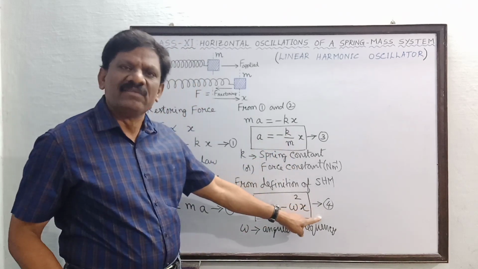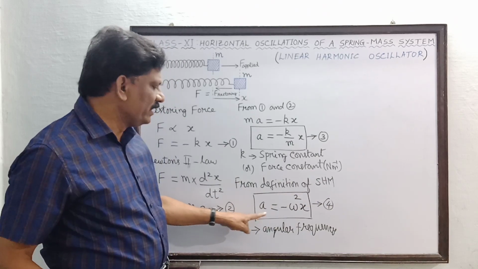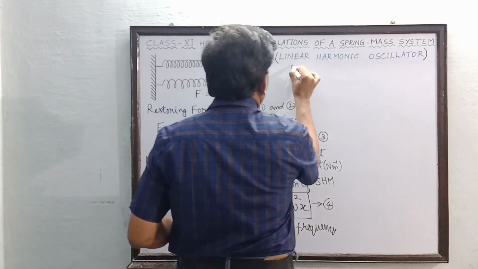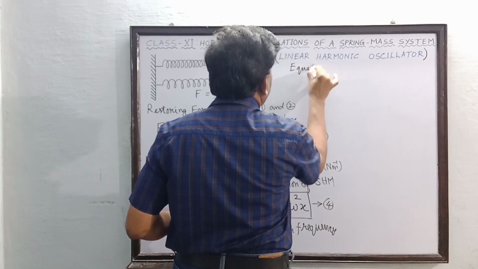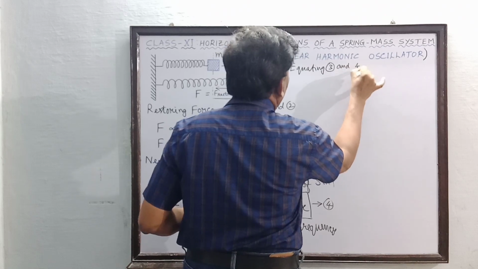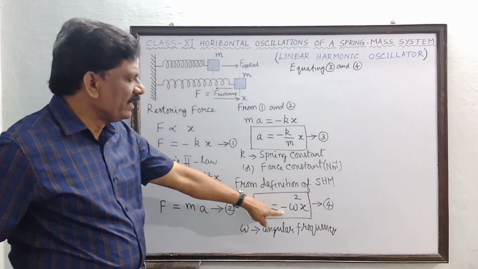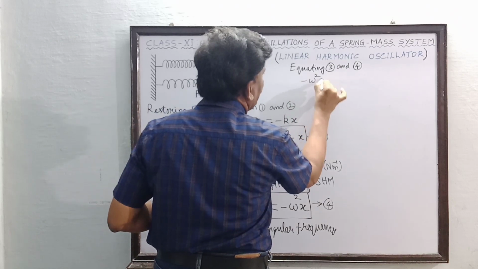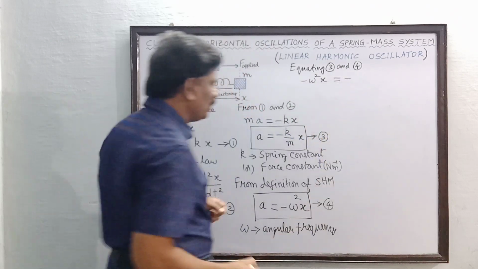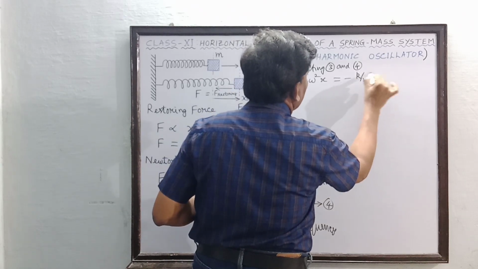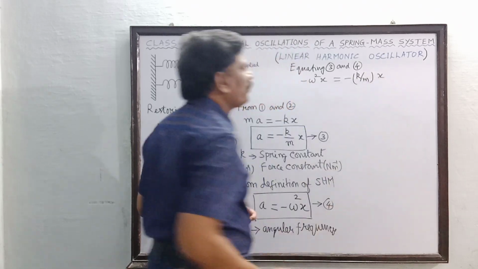Now you read equation 4. What is A equal to? A equal to minus omega square into x. So equating 3 and 4, I can write minus omega square into x is equal to minus k by m into x.